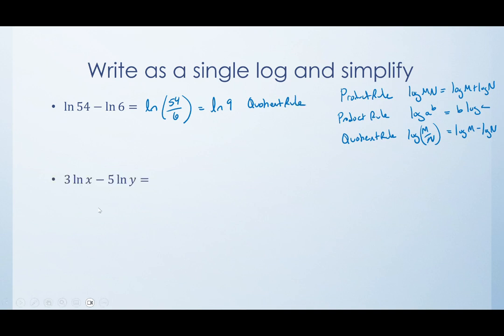Okay, what about 3 ln x minus 5 ln y? So we see the minus, so we've got a difference of logs again. So we need to do the quotient rule, but we can't do it until we get rid of the 3 and the 5 out front. So we're going to have to use our power rule first. So I can take that 3, and I can put it back in the exponent. And I can take that 5 and put that back in the exponent. And you could even take the minus 5 and then use the product rule, but whichever, it's your choice here.